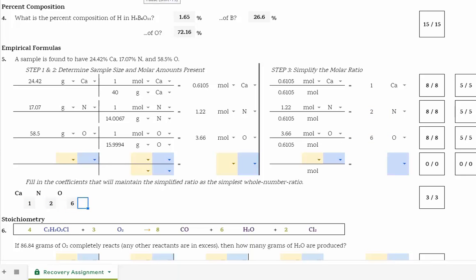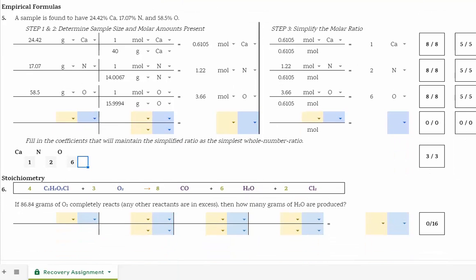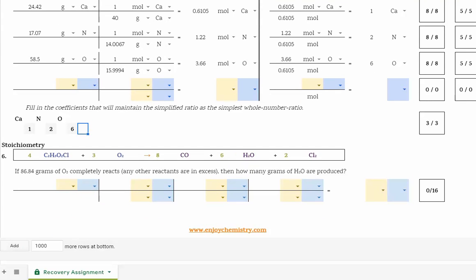After that, there's one stoichiometric problem. You will start with grams of one thing and end with grams of another. Here we're moving from 86.84 grams of oxygen to grams of water. I'll start my dimensional analysis by setting up what I have to begin with, and my unit goal at the end by selecting grams of the water.